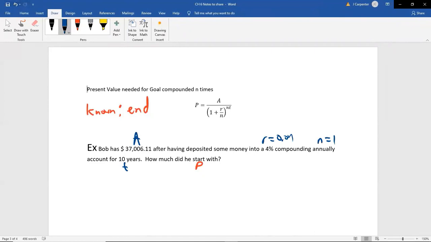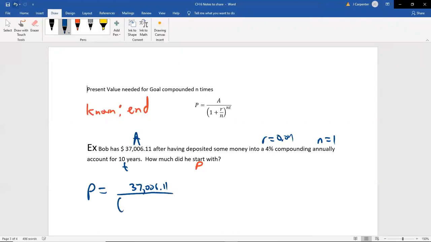Not 12. That's another mistake people make. They'll say compounding annually is 12. No. Yes, there are 12 months in a year, but they're not saying we compound monthly. They said compounding once per year. If I say compound monthly, that's 12 per year. Big distinction.